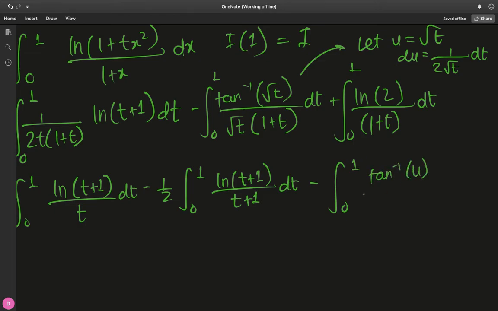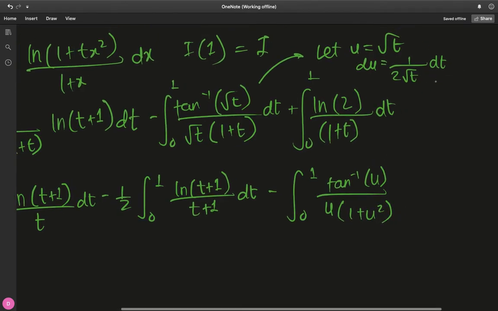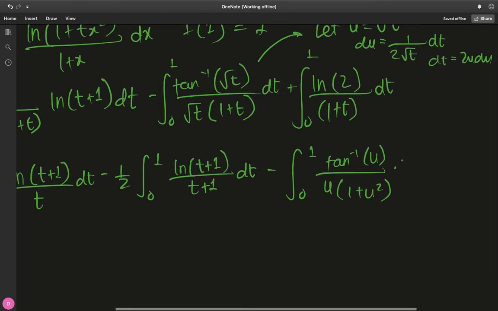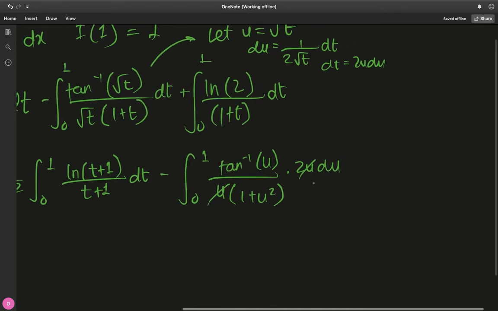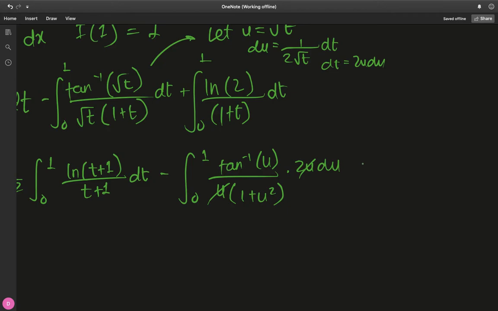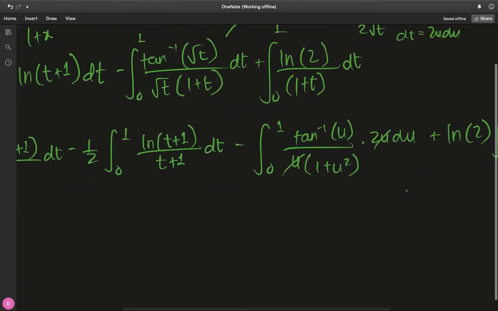inverse tangent of u divided by square root of t is u, 1 plus t is 1 plus u squared, and for the dt factor, dt is just 2u du. So 2u du over here. The great part is the u's will cancel out and we'll have a nice expression. Plus natural log of 2 is a constant which can be taken out, and the integral from 0 to 1 of dt over 1 plus t.